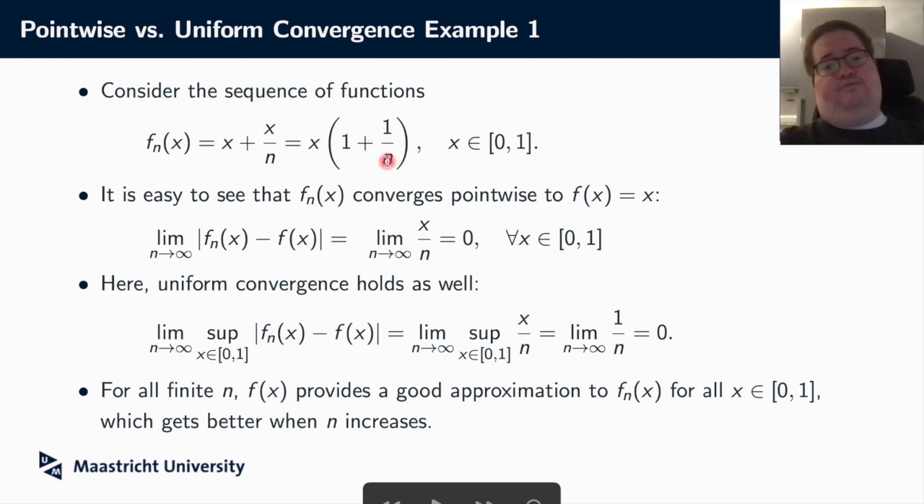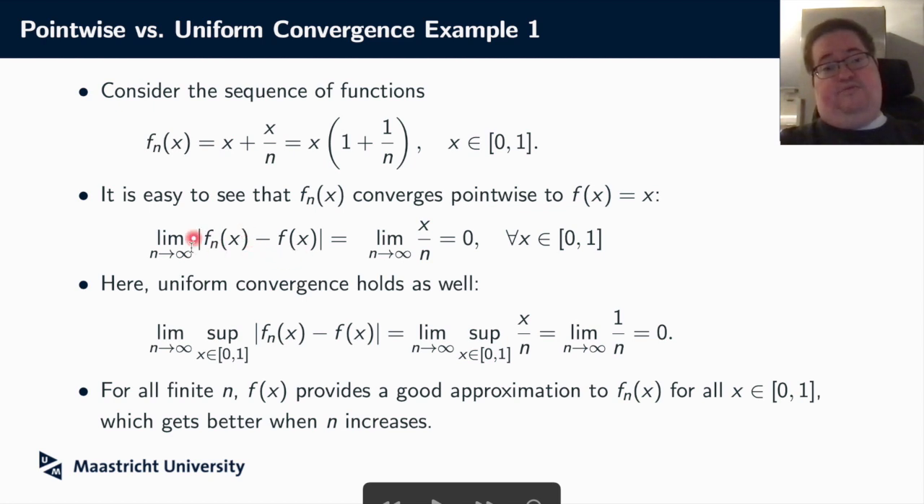Well, pointwise convergence happens to the function f of x is just equal to x. Intuitively, we would just say, well, x divided by n, that will converge to 0, right? Because x is restricted to be between 0 and 1. Well, let's derive that formally using the definition of pointwise convergence.